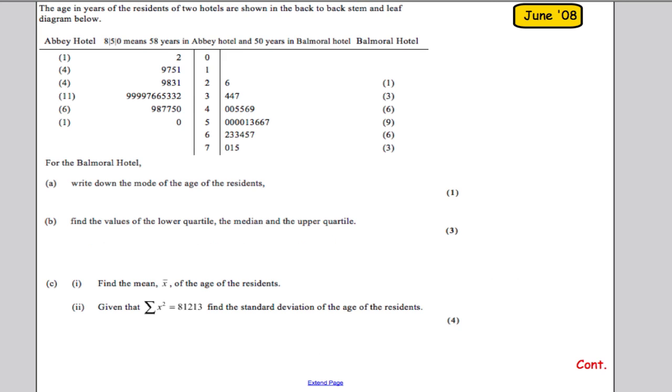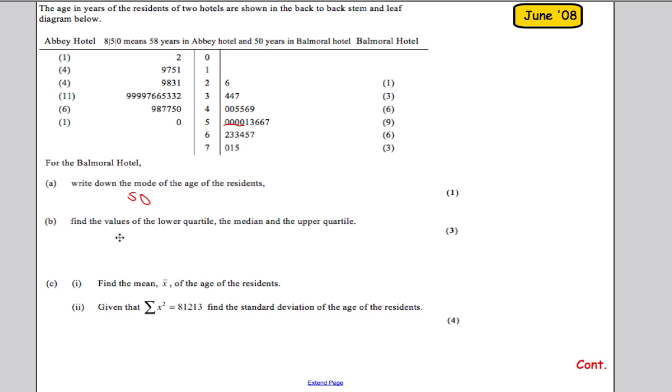Okay, moving on. The age in years of the residents of 2 hotels are shown in a back-to-back stem and leaf diagram. Write down the mode for the age of residents for the Balmoral Hotel. So the Balmoral Hotel is over here. Let's have a scan of our leaves, and I can see we've got lots of zeros appearing here, which is certainly the mode. So the mode for the age for residents in this hotel is 50.